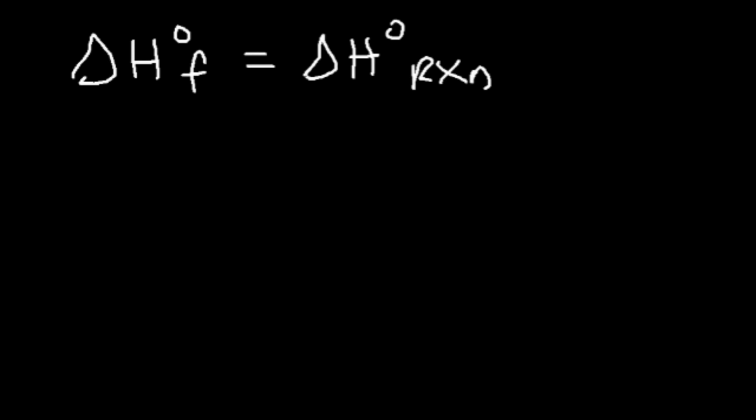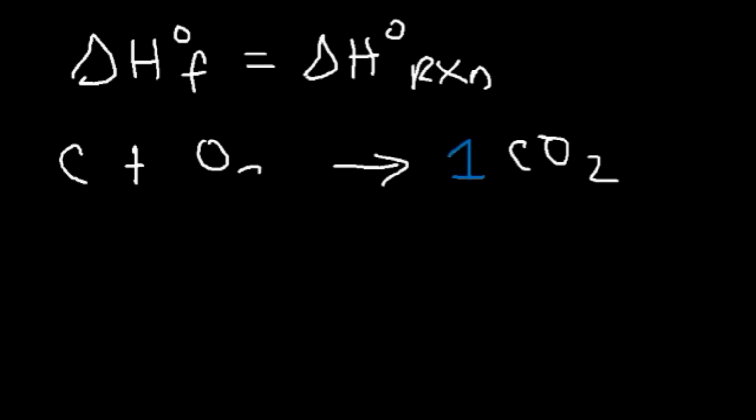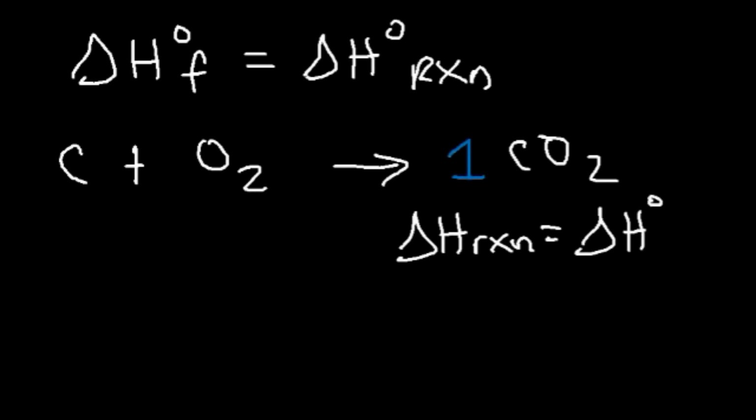So let's write the reaction for the enthalpy of formation of carbon dioxide. So we are going to produce 1 mole of carbon dioxide from the two elements that make up CO2, carbon and oxygen. Oxygen exists as O2 in its natural state, it is diatomic. So the enthalpy of this reaction is equal to the enthalpy of formation for CO2.